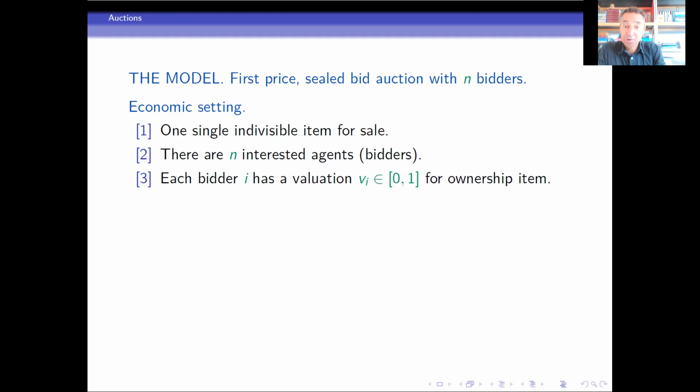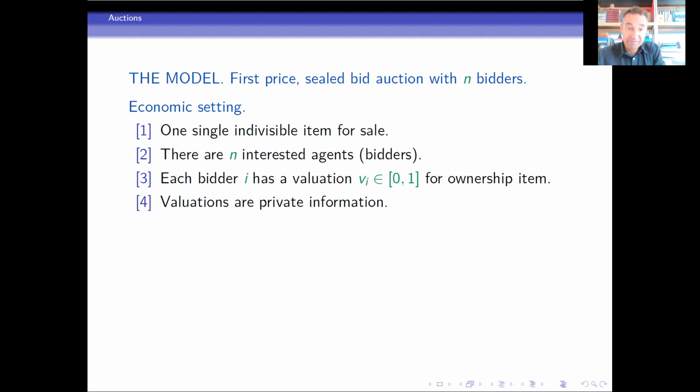And so what is now the problem? The problem is that each of these bidders has a valuation for ownership of the item, and that valuation is a number between 0 and 1. That's also to keep things simple, or at least to normalize it, and you can think of it as the willingness to pay. So how much is it worth to that agent? And that valuation is denoted by v_i for bidder i.